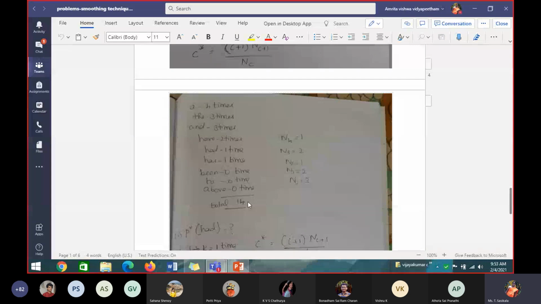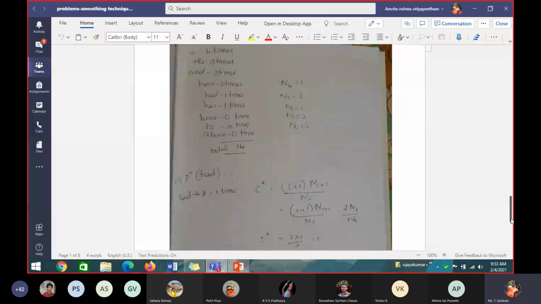So the first thing we have to find is the probability of had. So for the probability of had, what is the C value? How many times is had occurring?